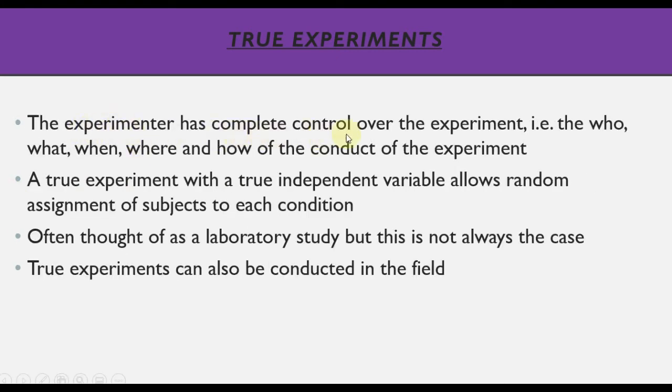The experimenter has complete control over the experiment. Okay? The who, the what, when, where, and how to conduct the experiment. A true experiment with a true independent variable allows random assignment of subjects to each condition. So, meaning to say, si experimenter ang magde-decide kung kanino niya i-randomly assign yung mga independent variable. Often thought of as a laboratory study, but this is not always the case. Okay? True experiment can also be conducted in the field.